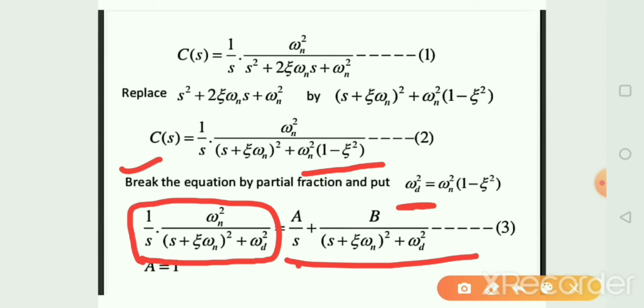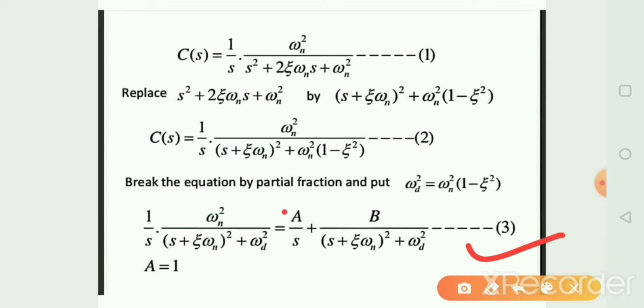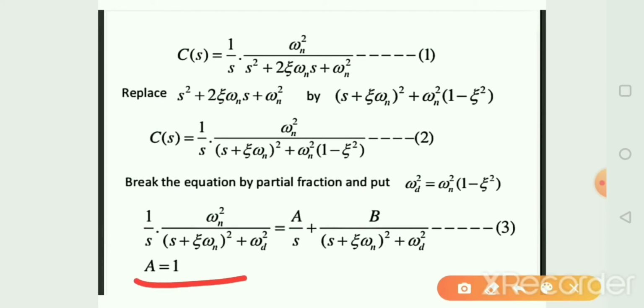Now it is 1 equals A over s plus B over (s plus zeta omega n) square plus omega d square. Now we have to calculate the values of A and B. If we multiply this equation by s, this value cuts this s, and this s cancels this s. Now if we put s equal to 0, we get the value of A equal to 1.